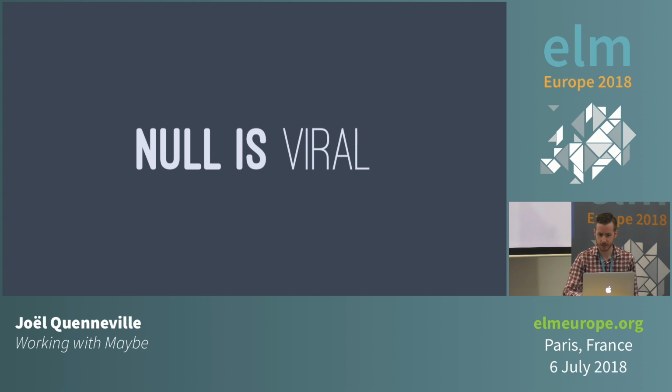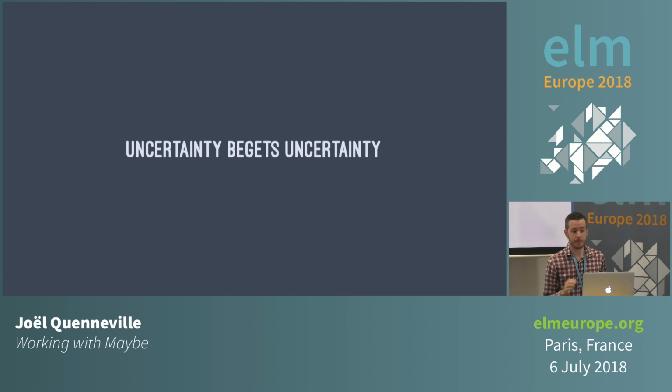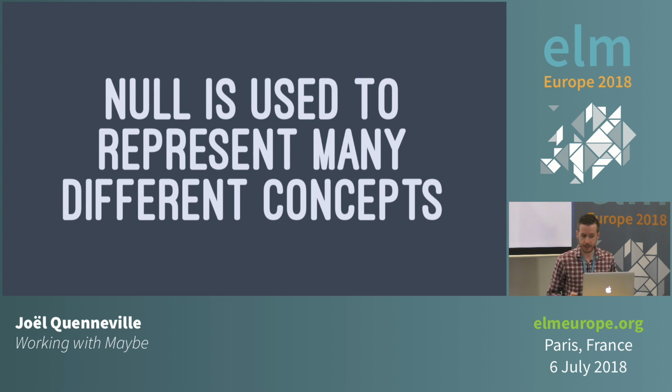It gets worse, because null as a concept is viral. Uncertainty begets uncertainty, and anytime you have to have checks around whether or not something is present, that uncertainty often tends to spread to any other functions and structures around it. And then finally, as programmers, we tend to abuse the concept of null to represent all sorts of things. So we might use it to represent that there is no value, or that something happened as an error, or maybe even as some programmer-defined special meaning.